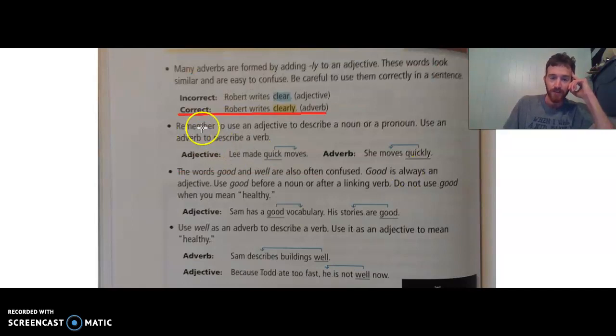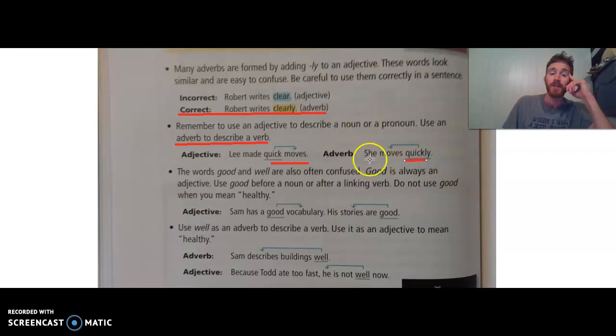Other parts here, it says, remember to use an adjective to describe a noun or pronoun. Use an adverb to describe a verb. So here we might use similar words like quick. We might say Lee made quick moves. Quick in this case describes the moves. You might have a similar sentence that says, like this one, she moves quickly. Here, quickly describes how she moves.